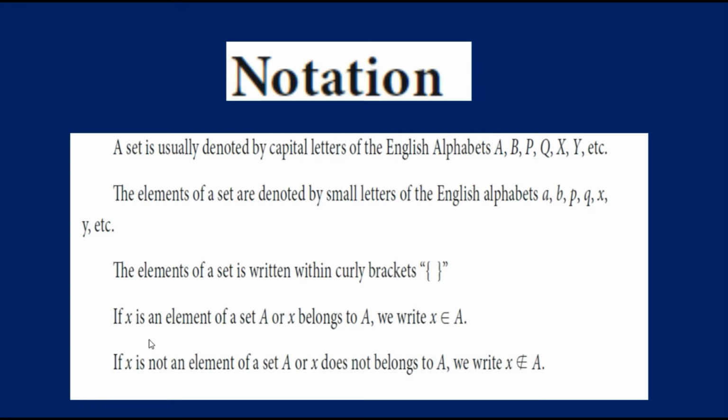If x is an element of a set A, or x belongs to A, we write x ∈ A. This symbol denotes element of, or belongs to. So we say x belongs to A, or x is an element of A. If x is not an element of a set A, or x does not belong to A, we write it like this: x ∉ A.